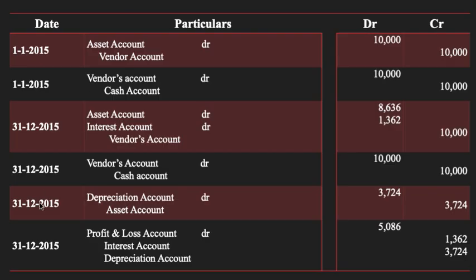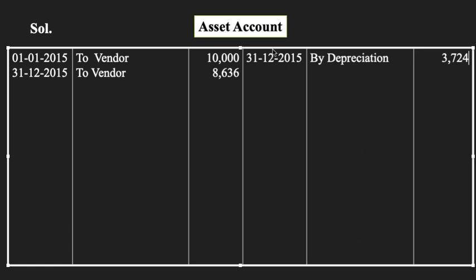Then we have the depreciation amount, that also we have to take here. Now we have here depreciation on the asset on 31st 12 2015, which is 3,724. So this also has to go in the asset account, right? Here it is on the debit side, there it will be on the credit side. So 31st 12 2015 by depreciation 3,724. Now we are going to close the account for the year 2015.